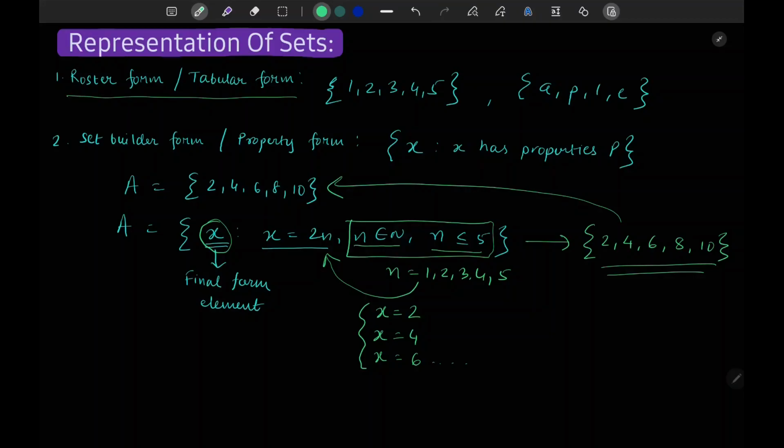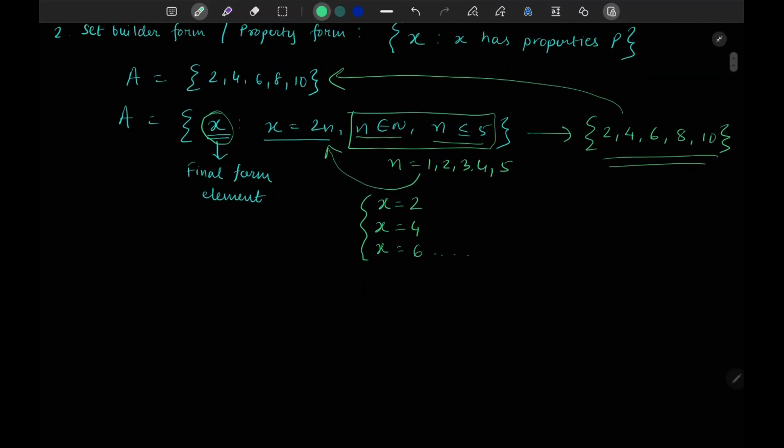However, writing a set in the set builder form is not a unique representation. The same set can have different representations of itself in the set builder form. For example, the same set can be written as such.